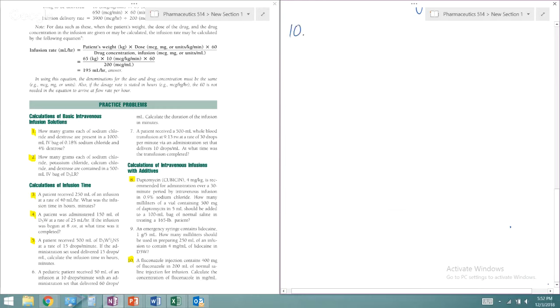So 10, they want a fluconazole injection that contains 400 milligrams of fluconazole in 200 milliliters of normal saline injection for infusion. Calculate the concentration of fluconazole in milligrams per milliliter. Super simple. 400 milligrams per 200 mL. It's 2 milligrams per milliliter.